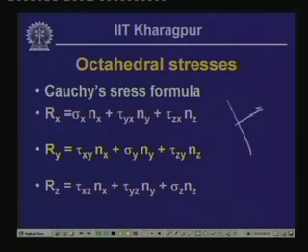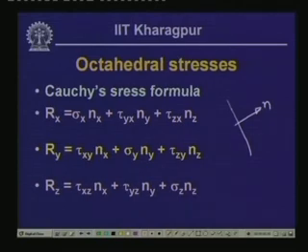the resulting stress in the x direction, in the y direction and the z direction can be represented in terms of the normal rectangular stress components sigma x, sigma y, sigma z, and the corresponding shearing stresses tau x y, tau y z and tau z x, and along with the direction cosines n x, n y and n z.